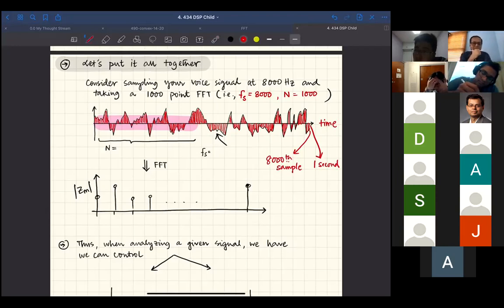Lucas, are you with me? Yeah, I think it makes more sense now. I didn't realize n is like the actual, I remember it now. It's like the length of the FFT. So it's the same n. Okay, cool. Thank you.